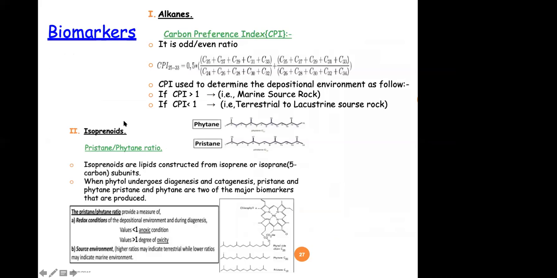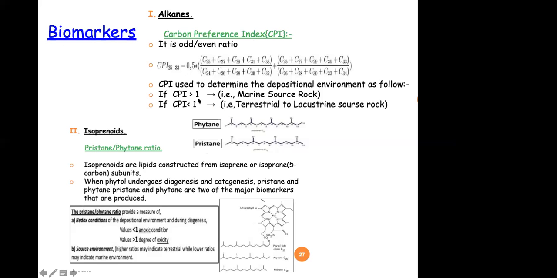Then another factor is biomarkers. These are components of organic matter. Biomarkers can help you determine the maturity, as well as the depositional environment of the shale. Generally, alkanes, isoprenoids, pristane, and phytane are the biomarkers. And you can calculate the carbon preference index using these biomarker ratios.